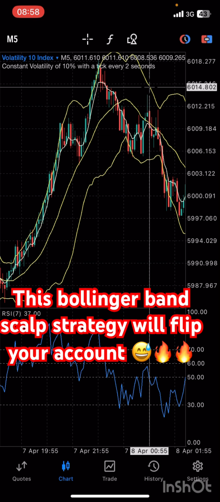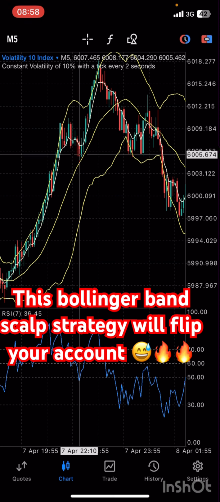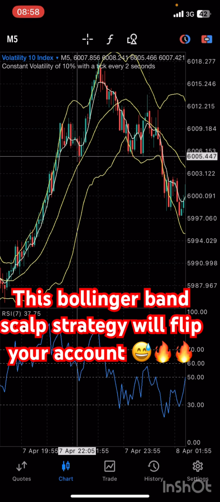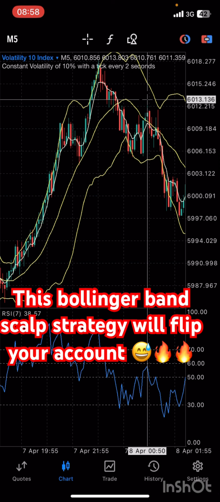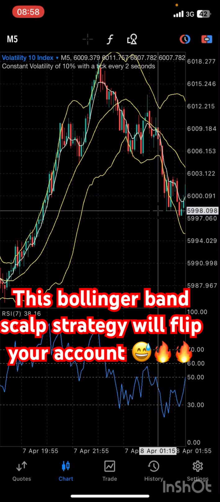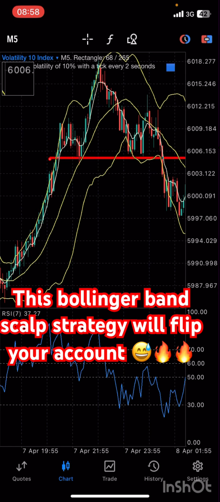How are you going to be selling? You can see this place was a support zone. Price bounced off this point, came here, bounced off this point, went up and came down to break it. So I'm going to draw a zone area on this particular support zone, right? And I'm going to wait for price to come back into that support zone.